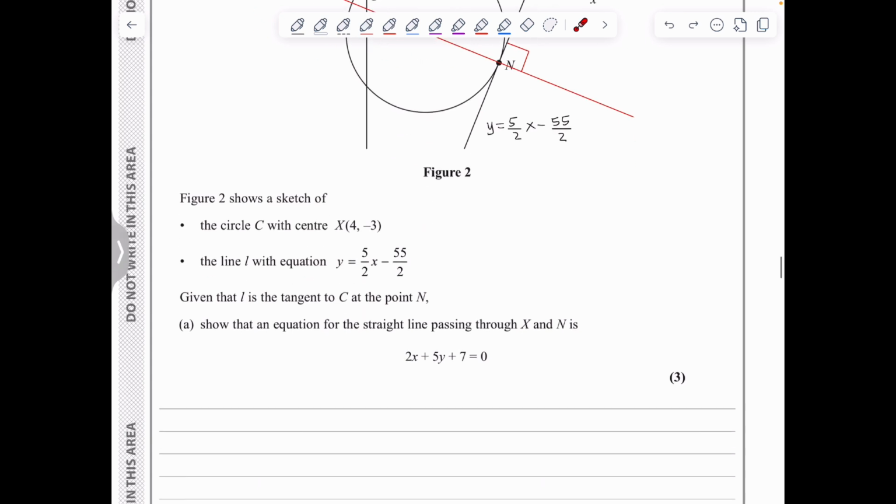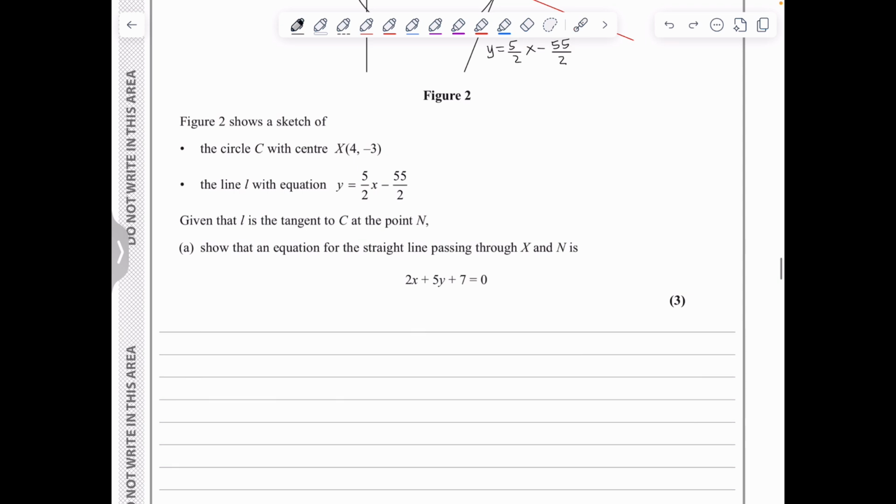So let's start by pointing out that the gradient of the straight line L is 5 over 2. This means that the gradient of the radius, the gradient of the straight line we're trying to find, its equation, should be minus 2 over 5. So I'm flipping the gradient and changing the sign.